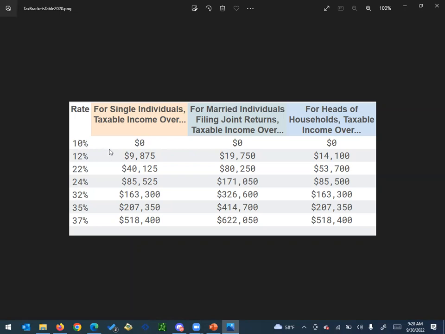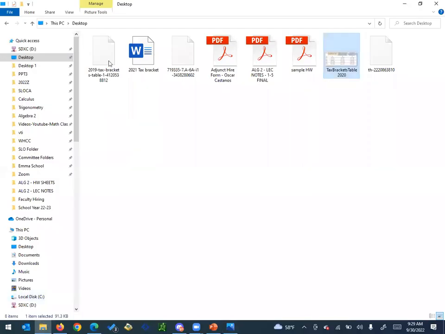So notice that it's not linear, correct? It's in brackets and pieces, right? From here to here, you pay that much. From here to here, you pay that much, and you keep on going. This is for a person filing as a single person, married individuals, and then head of household. We good there? The question is, how do you turn this into a function?